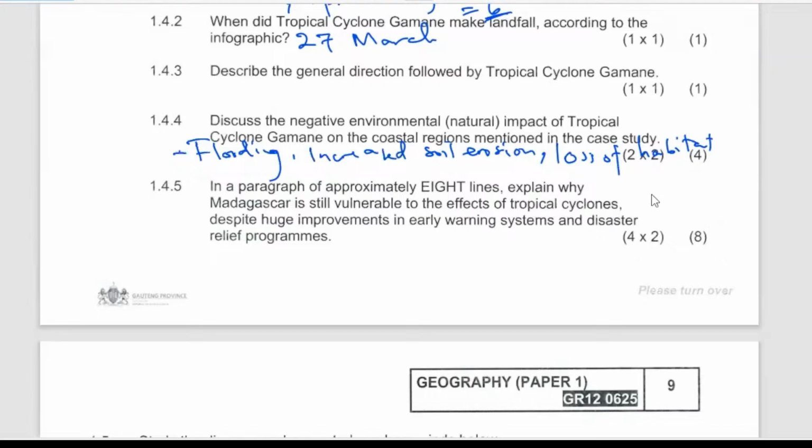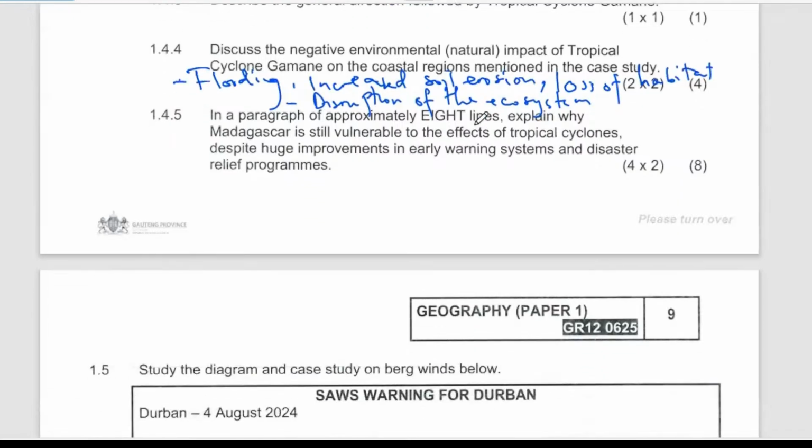If there's heavy rainfall, we're likely to have a destruction of the natural habitat of wildlife or of the natural vegetation. And we can also talk of the disruption of the natural ecosystem. It can also be disturbed. The natural ecosystem can also be disrupted by the heavy rains. So when you're looking at this question, we want to look at the natural environment only. Our response must be inclined towards the natural environment.